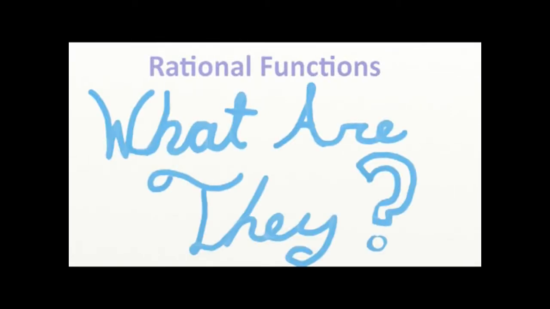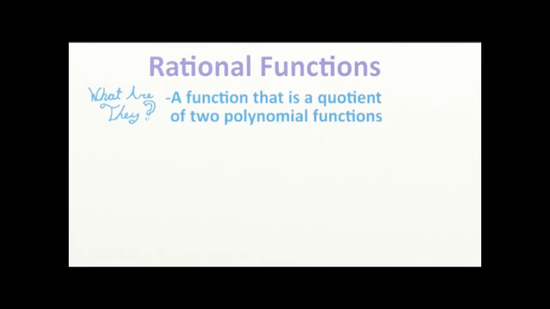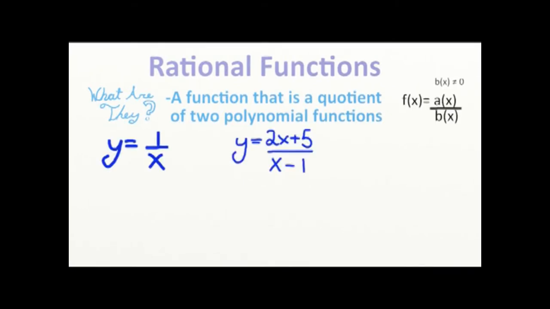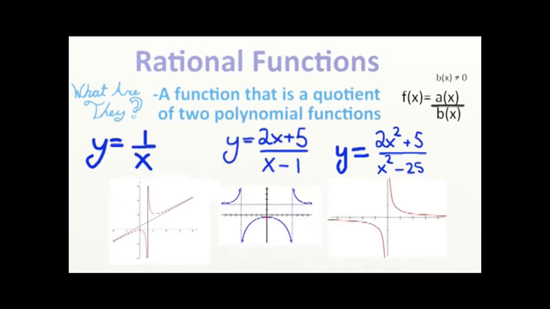What are they? A rational function is a function that is a quotient of two polynomial functions, such as f of x equals a of x over b of x, where b of x cannot equal 0. Examples include these three, and there are many graphs that could result, such as these.